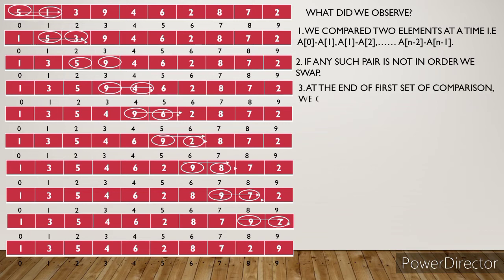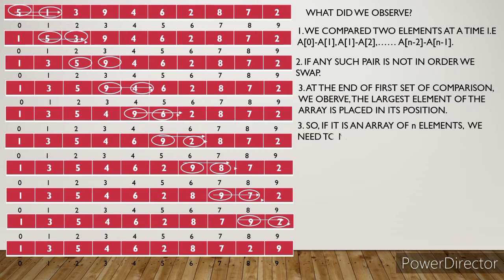Third, and this is very important, at the end of the first set of comparisons we observe that the largest element of the array is placed in its position. The largest element of the array is 9. So what objective did we achieve? We have been able to shift the largest element to its position, that is the end position.